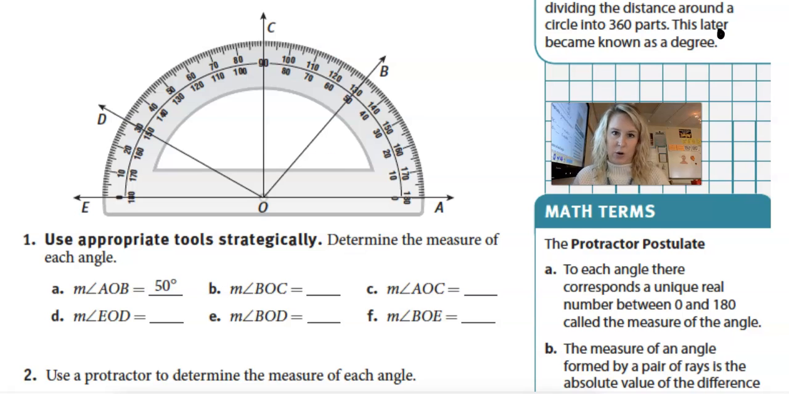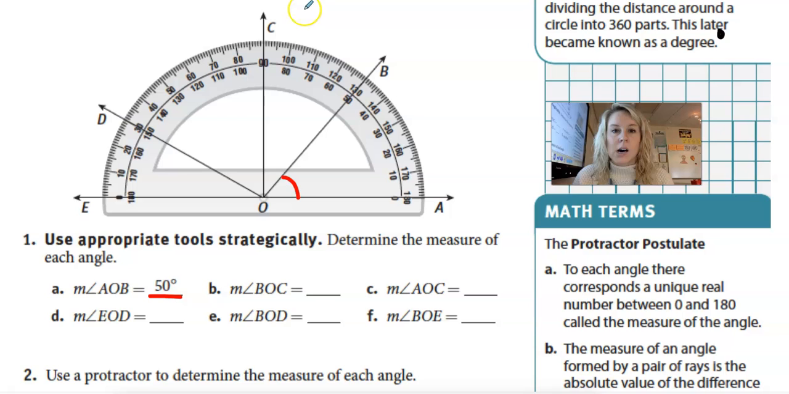Determine the measure of each angle. So I have AOB, which is this acute angle here. So how you read it is it started at 0 degrees and then it went all the way up to 50. So notice I don't look at the 130 because that would be an obtuse angle, and since I know this is an acute angle, the answer is going to be 50 degrees.